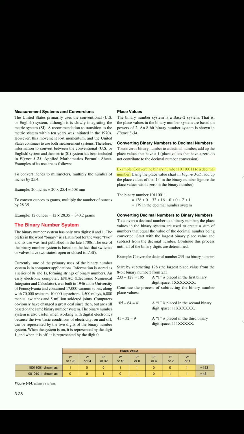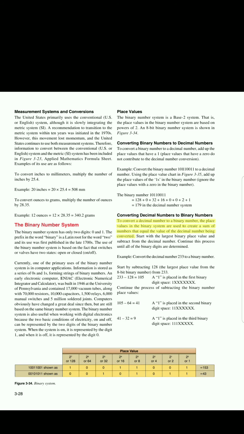Example. Convert the binary number 10110011 to a decimal number. Using the place value chart in Figure 3-35, add up the place values of the 1s in the binary number. Ignore the place values with a 0 in the binary number. The binary number 10110011 equals 128 plus 0 plus 32 plus 16 plus 0 plus 0 plus 2 plus 1 equals 179 in the decimal number system.